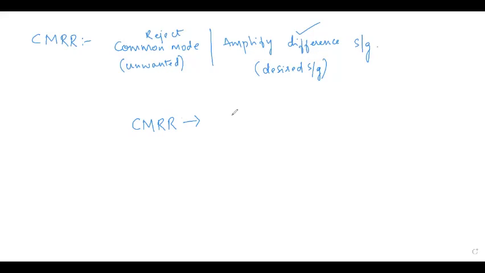And CMRR is also defined as the ratio of open loop gain to common mode gain, and it is always expressed in decibels. Therefore, we have to write it as 20 log of AOL, meaning open loop gain, divided by ACM, meaning common mode gain.